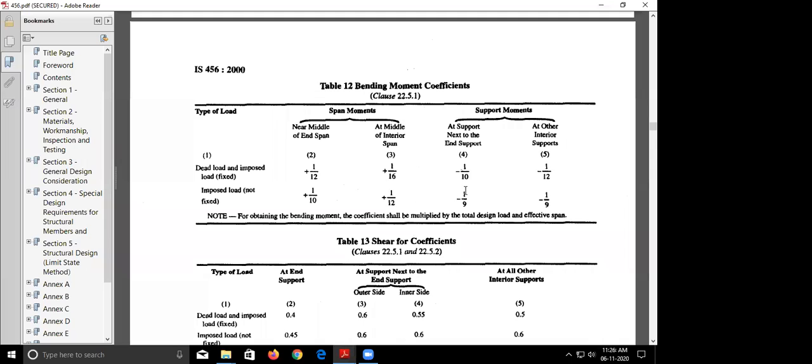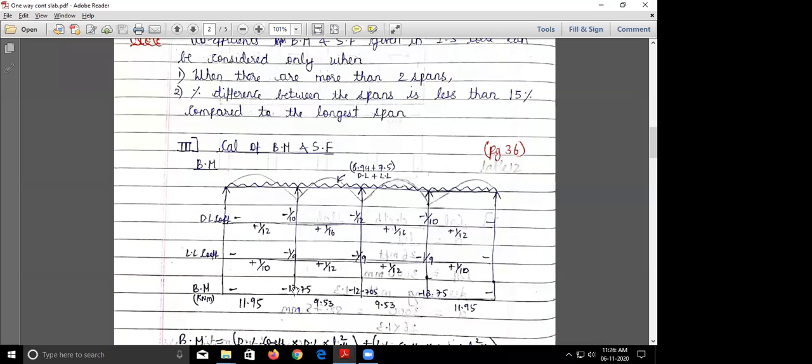Now let us find out the support moment. For support moment it is the same only. At the support next to the end support it is -1/9, and the interior support is also -1/9. So you can straight away write here -1/9, -1/9 and -1/9. The mid span coefficients I have written here and the support ones above, so that you don't get confused.